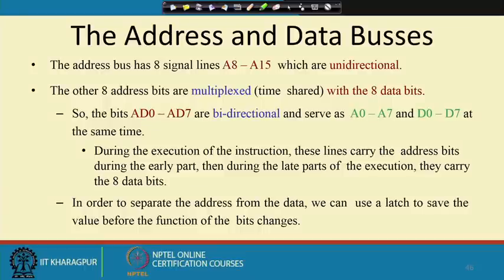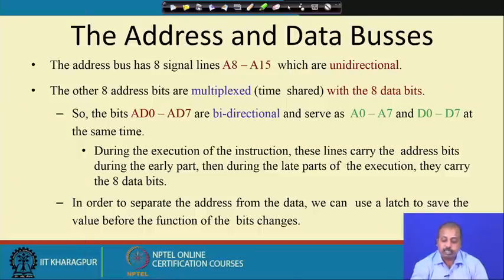During the execution of the instruction, these lines carry the address bits during the early part, and then during the late part of execution carry the data bits. So at the beginning they will carry the address bits, and towards the end they will carry the data bits. In order to separate address from data, we can use a latch. We will see that this definition of early part and later part is a bit fuzzy.